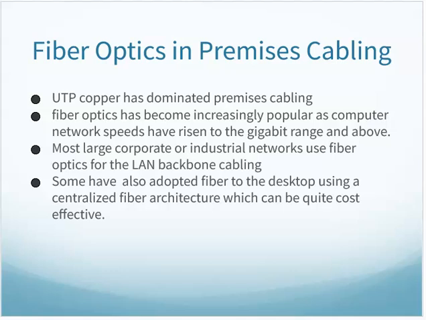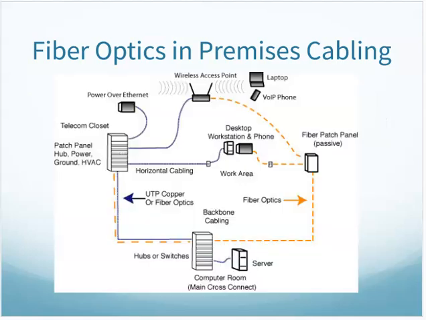All right, so first thing, fiber optics and premise cabling. We know UTP copper has dominated premise cabling. The majority of our cabling in a building going from closets out to workstation is copper. Fiber has become more popular as bandwidth needs have grown. There is more use in industrial and corporate networks using fiber optic, especially for backbones, but we're also starting to see it being adopted for fiber to the desktop, centralized fiber.